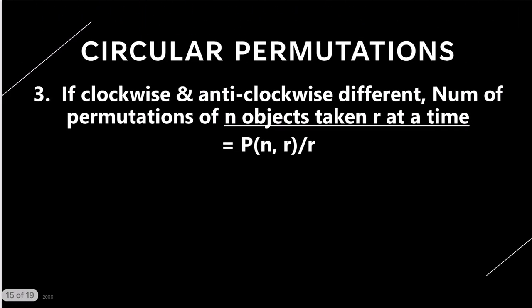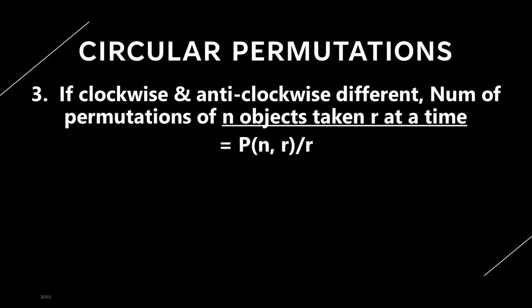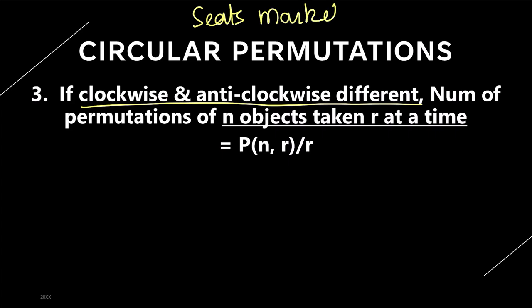Right? Now moving on. If clockwise and anti-clockwise are different, means seats are marked. Seats are marked. Right? Like case number 1. Now, in the last example we were choosing n people out of n people.